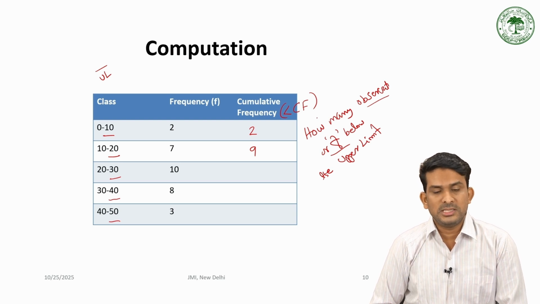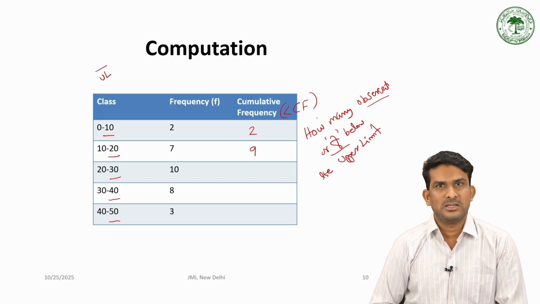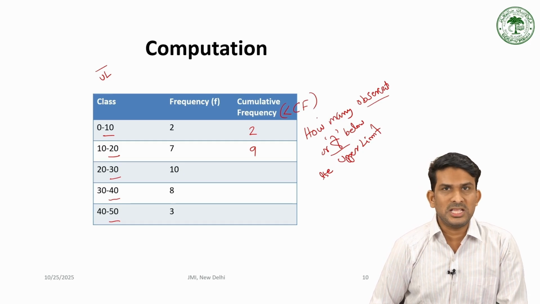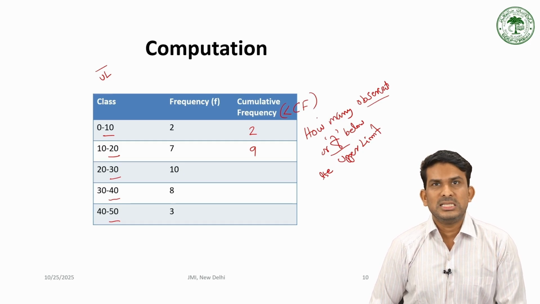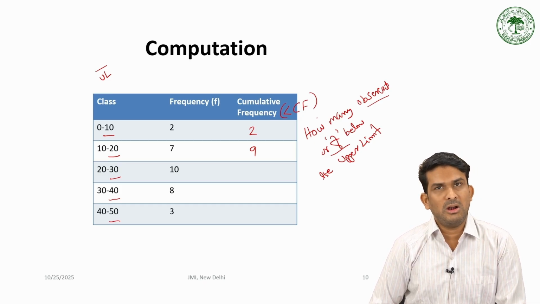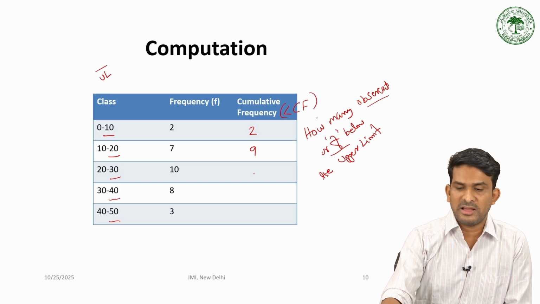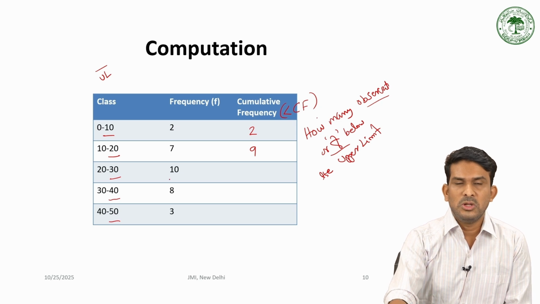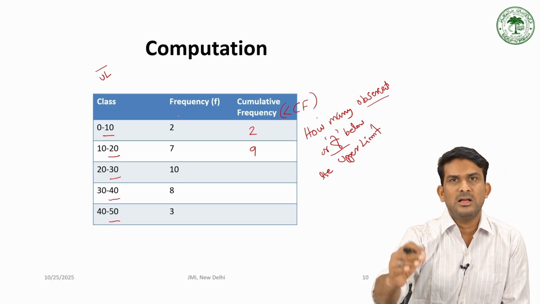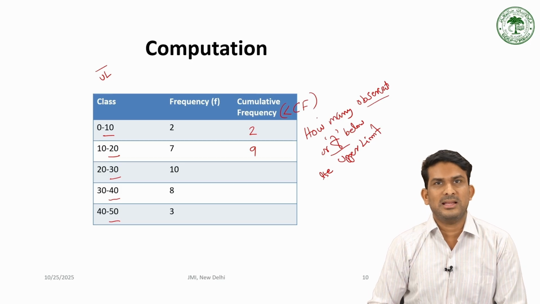Clear? Come to the 20 to 30 class. What is the upper limit? 30 is the upper limit. What is the total frequency of that specific class? It is 10, but 10 is not the cumulative frequency because 10 is between 20 and 30. We need all the observations below 30. So the total observations below 30 are 10 plus 7 plus 2, that is, the corresponding frequency of the class plus 9. All the class frequencies below that specific class will be added as cumulative frequency.